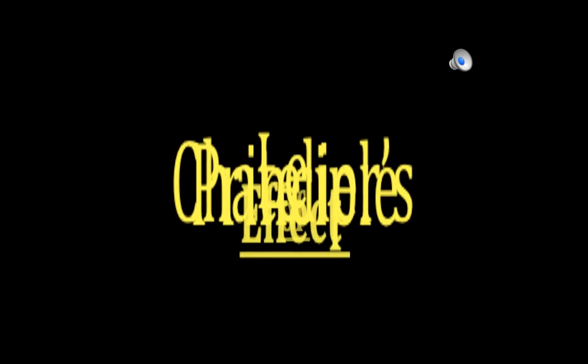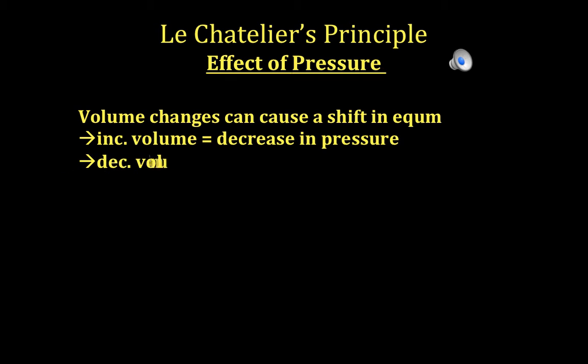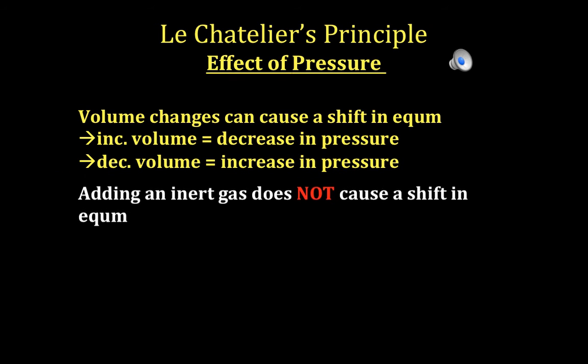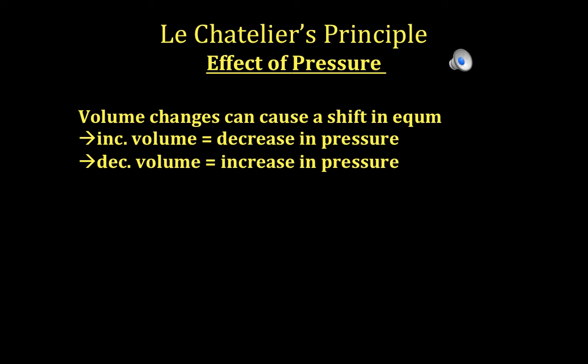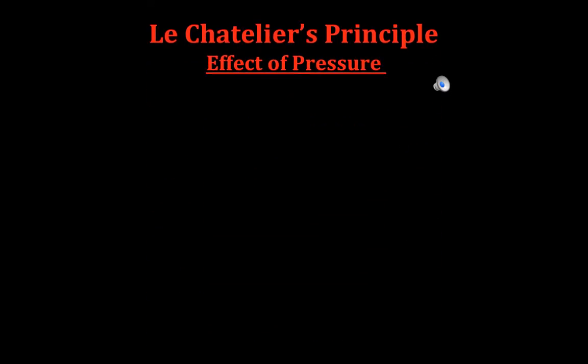So let's do an example here. Increase in volume, decrease in pressure; decrease volume, increase in pressure. Adding inert gas does not cause a shift, and we'll talk about that in another place in more detail. Let's look at an example, get straight to it.